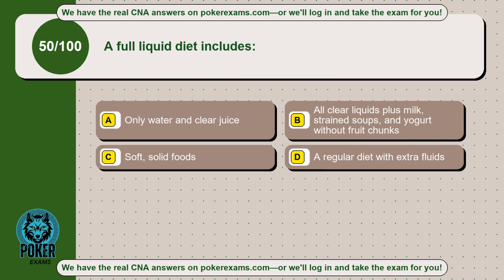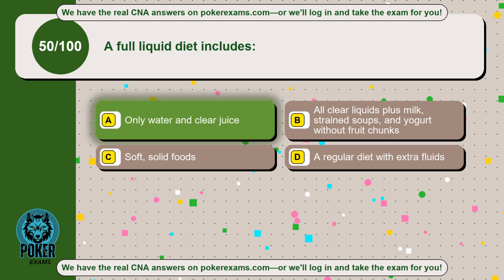Question 50. A full liquid diet includes: Option A. Only water and clear juice. Option B. All clear liquids plus milk, strained soups, and yogurt without fruit chunks. Option C. Soft, solid foods. Option D. A regular diet with extra fluids.